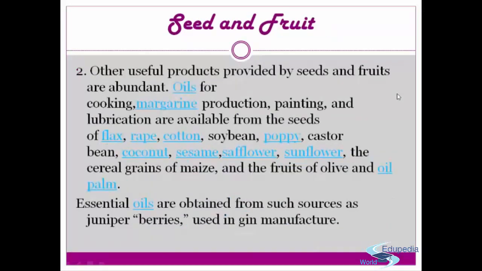Second, other useful products provided by seeds and fruits are abundant. Oils for cooking, margarine production, painting, and lubrication are available from the seeds of flax, rape, cotton, soybean, poppy, castor bean, coconut, sesame, safflower, sunflower, the cereal grains of maize or corn, and the fruits of olive and oil palm. Essential oils are obtained from such sources as juniper berries used in gin manufacture.